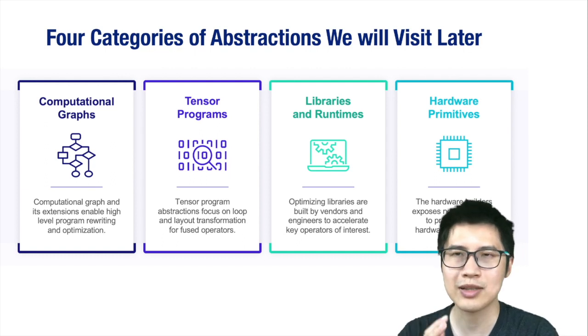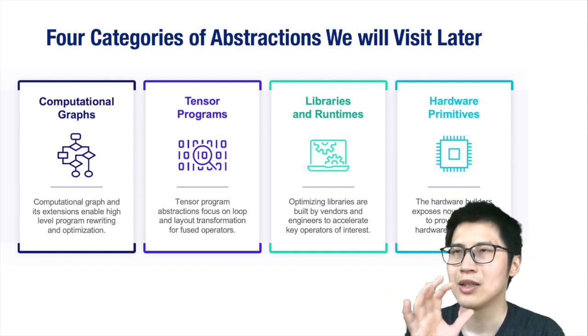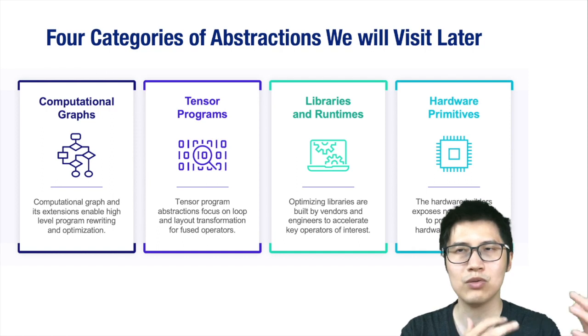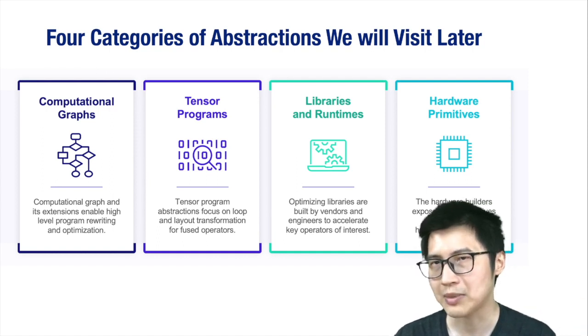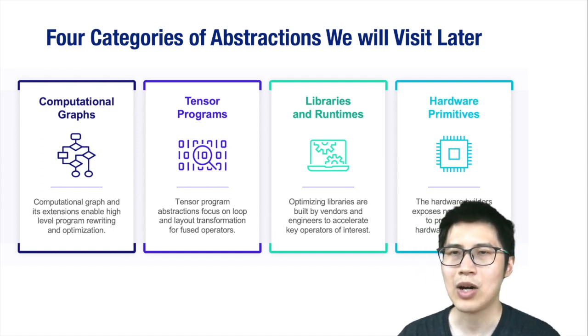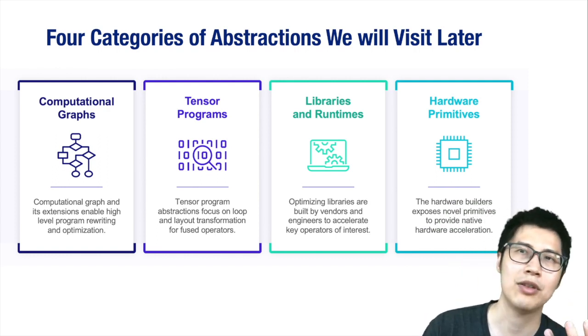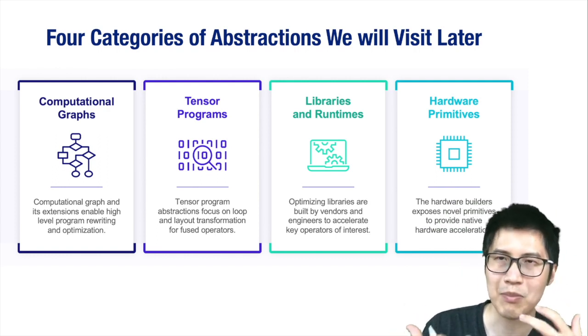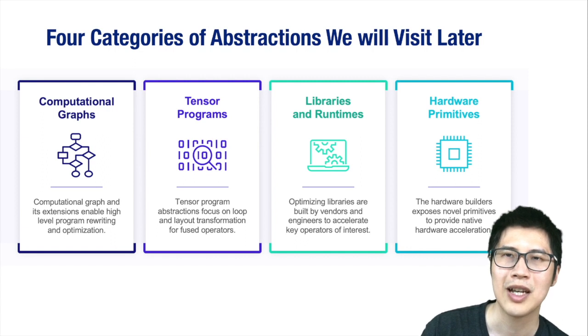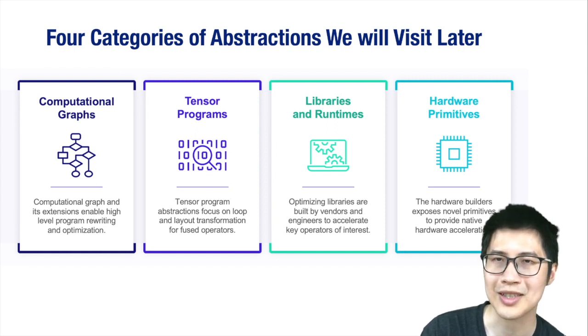So these 4 categories include the computational graph, tensor programs that correspond to loopy operations, and library runtimes, which are usually how our vendors try to optimize typical machine learning operations. And at the lowest level, there are also hardware primitives that we bake into the native hardware and use to offer programmable machine learning acceleration. So these are the 4 things that we're going to visit in a later part of the lecture series.